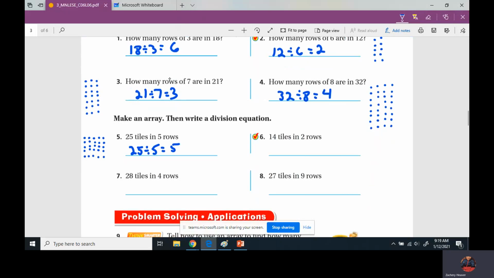14 in 2 rows. So we mark a line and count 1 through 14, 15. Oop. So it's 14 divided by 2. Remember, the big number's always first. So 1, 2, 3, 4, 5, 6, 7.